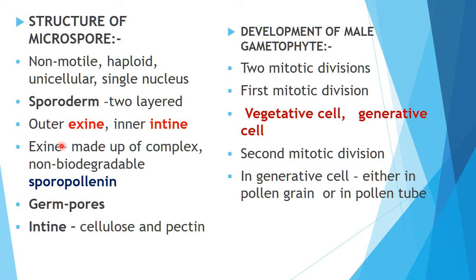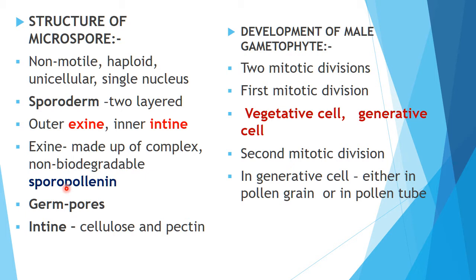First we will see about exine. Exine is made up of a complex non-biodegradable substance. That substance is known as sporopollenin. Sporopollenin is very strong, complex, non-reacting, inert. It is non-biodegradable, very complex, and resistant to chemicals. You are supposed to know the peculiarities of sporopollenin.